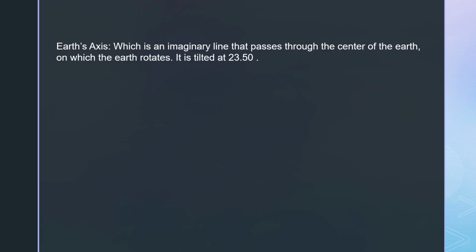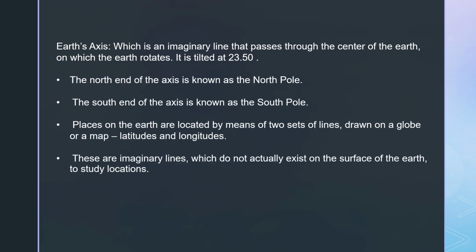Earth's axis is an imaginary line that passes through the center of the Earth, on which the Earth rotates. It is tilted at 23.5 degrees. The north end of the axis is known as the North Pole. The south end of the axis is known as the South Pole.